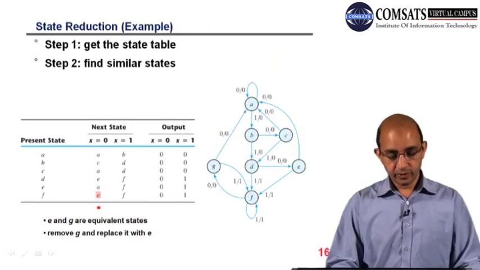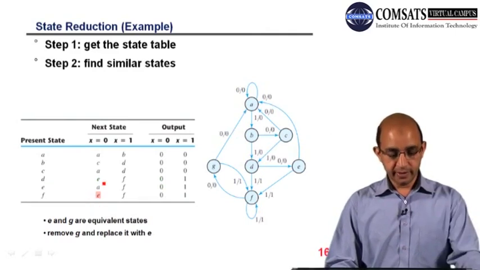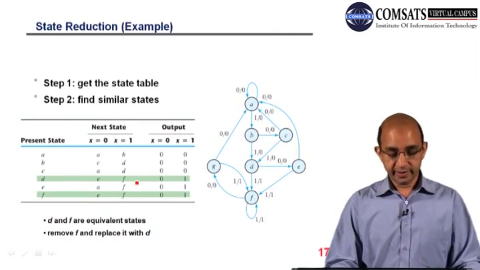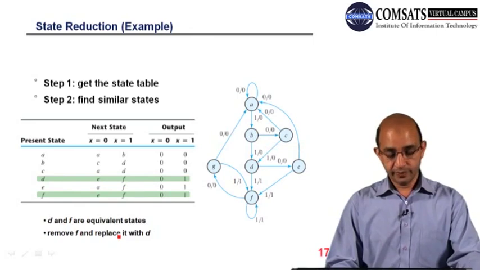So now what is next? Here, if I look at EF, this is the next state, and 0, 1 are the outputs. This is the output column for x equal to 0, and this is the output column for x equal to 1. So EF and EF, and 0, 1, the values are the same. So it means D and F are equivalent.